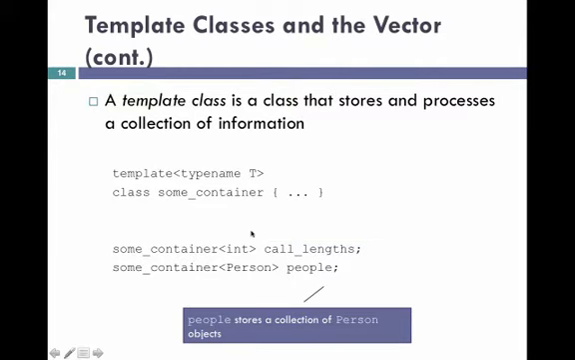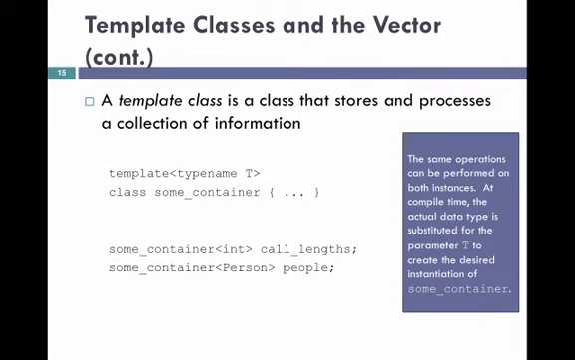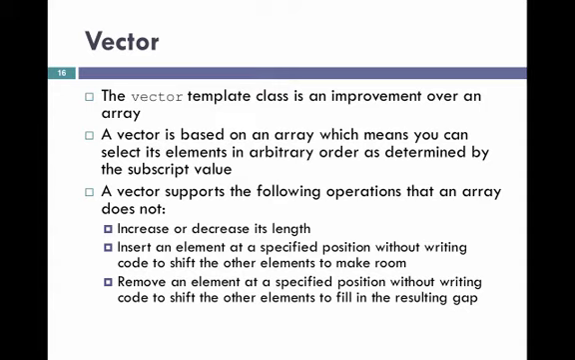This is very useful because now I don't have to declare at the class level a class of ints and then a class of people and a class of other data types. This is a useful way to eliminate a lot of redundancy that we might otherwise have to do if we didn't have template classes. The same operations can be performed on both instances. So at compile time, the actual data type is substituted for the parameter T to create the desired instantiation of SomeContainer. A vector template class is an improvement over an array.